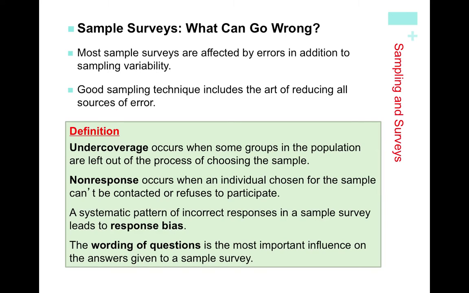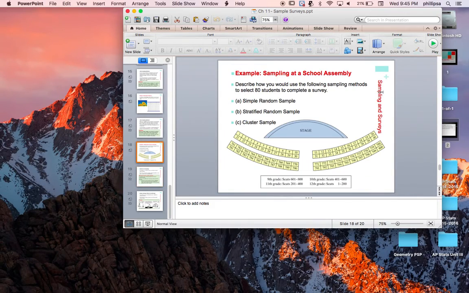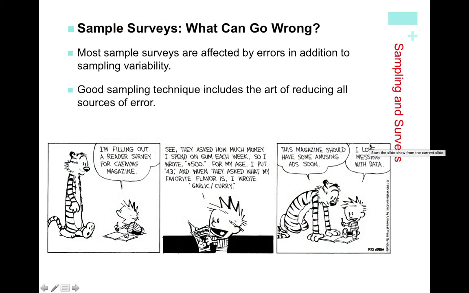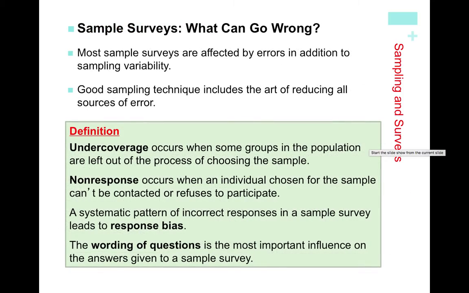So the last thing that we have to talk about is the wording of questions. The wording of questions is the most important influence on the answers given to a sample survey. So confusing or leading questions can introduce strong bias. Changes in wording can greatly affect a survey's outcome. Okay, so just to keep going with that.